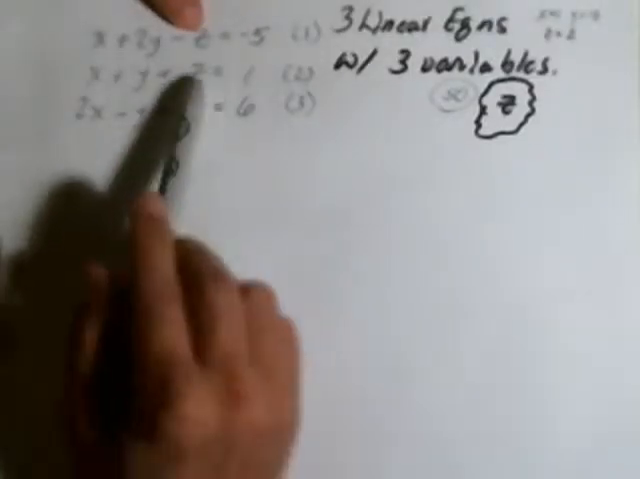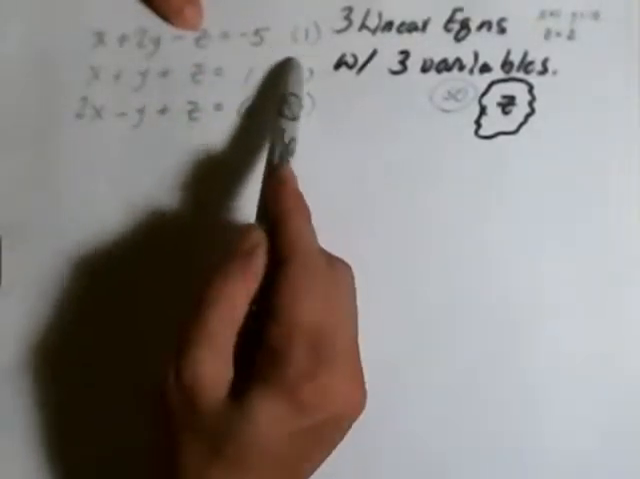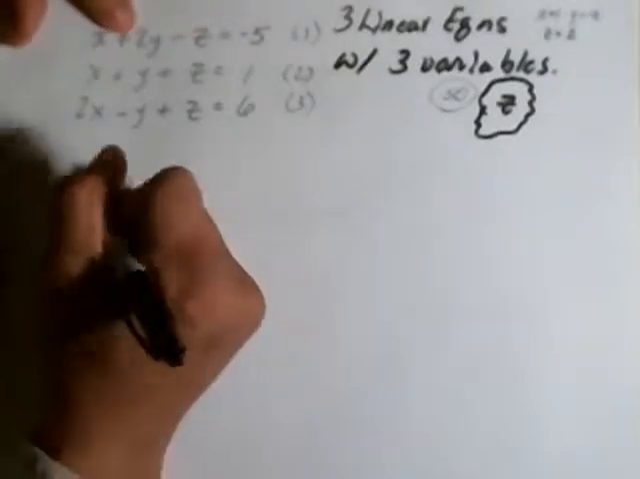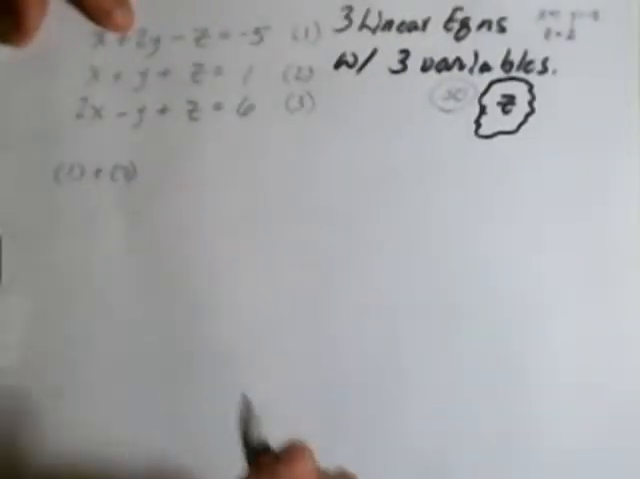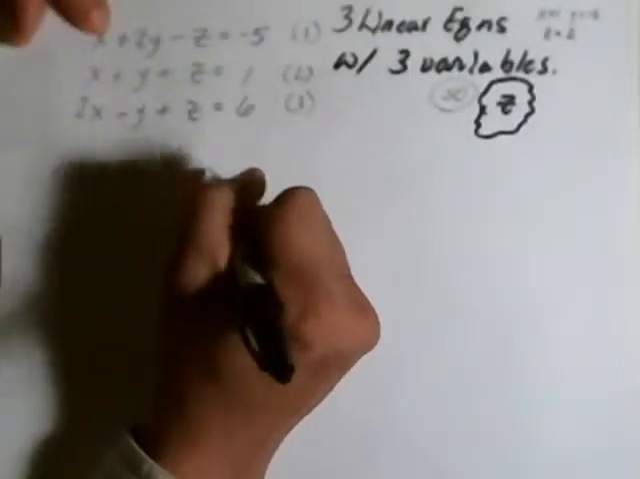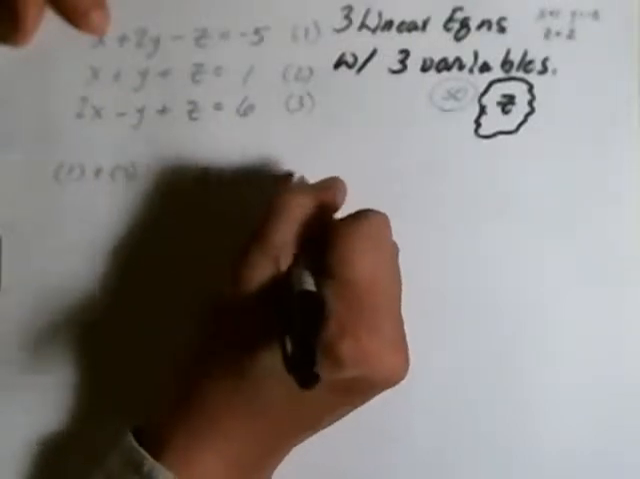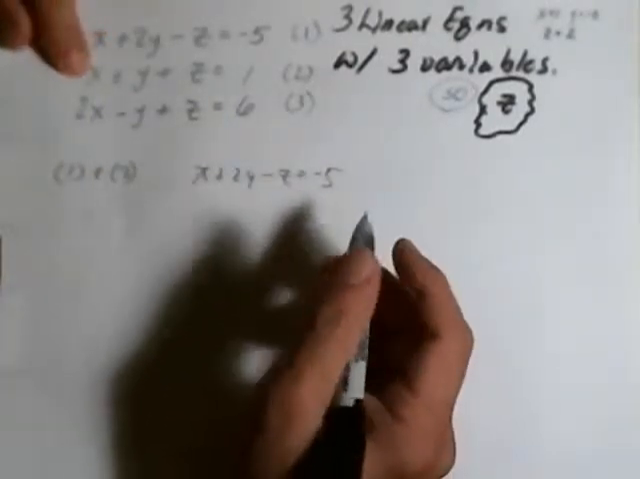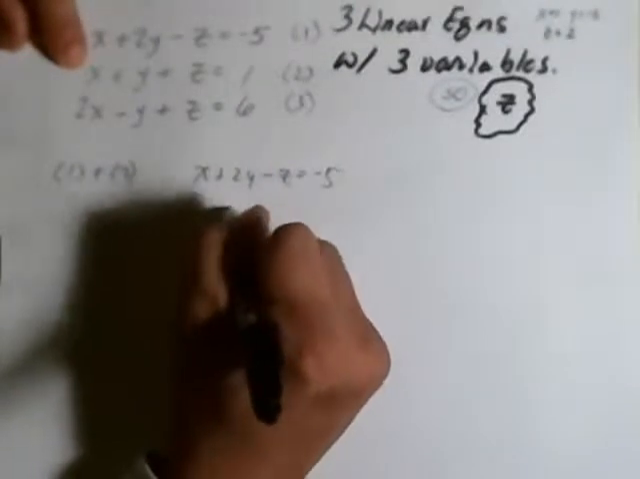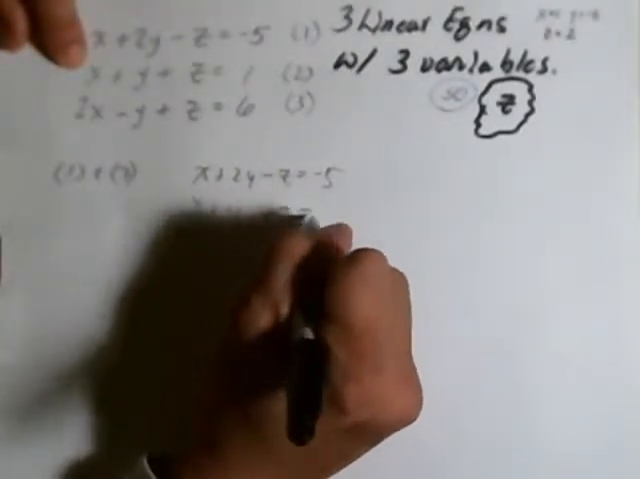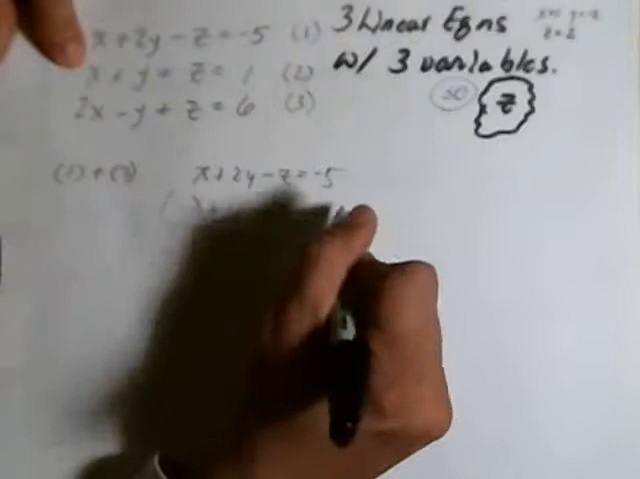Well, we can actually add equation 1 and 2 together, can't we? So let's use equation 1 plus equation 2. That becomes x plus 2y minus z is equal to 5. And equation 2 is x plus y plus z is equal to 1. And we're just going to add them.